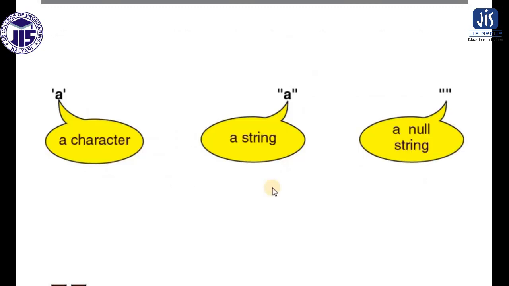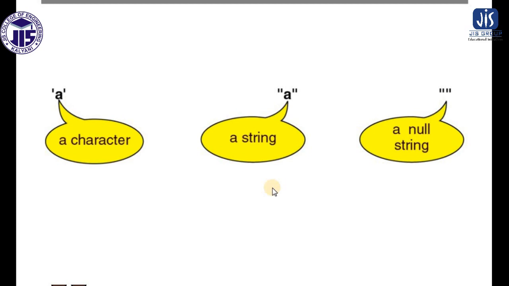What is the difference between character and string? In case of character we write it within single quote, and when it is a string we write it within double quotation. If within double quote we write nothing, that will be treated as a null string, where no value is there. So in that way we can differentiate character and string.